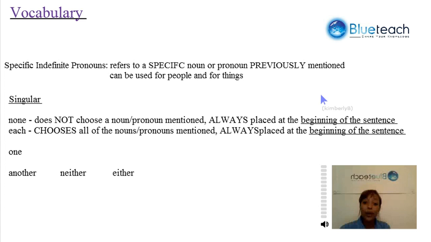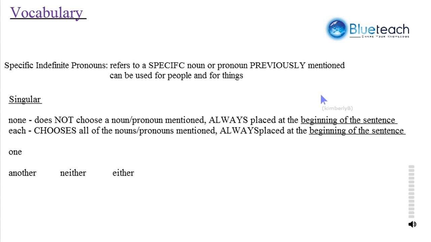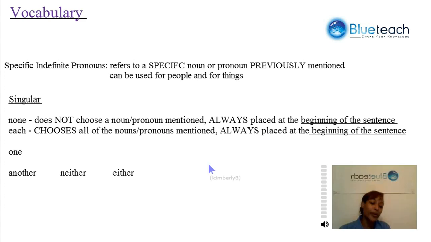With each, it chooses all of the nouns and pronouns mentioned in the space, but it treats them on an individual kind of idea. And it is always placed at the beginning of the sentence as well. It can be placed in the middle of the sentence, but it's the beginning of the idea that relates back to the noun that it is referring to.